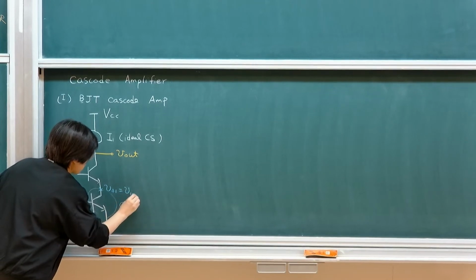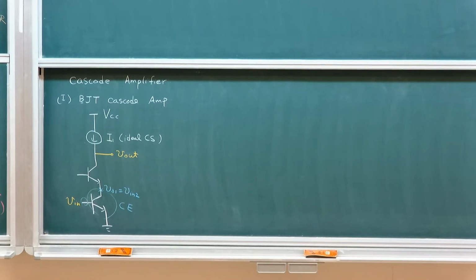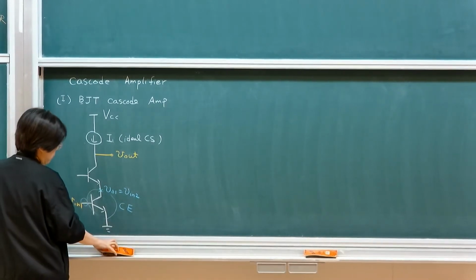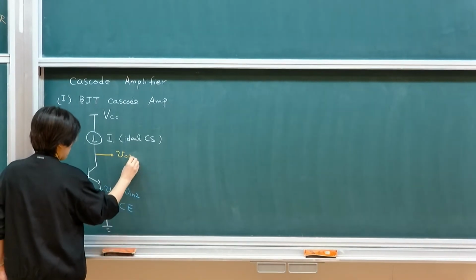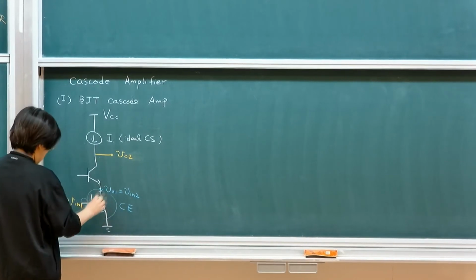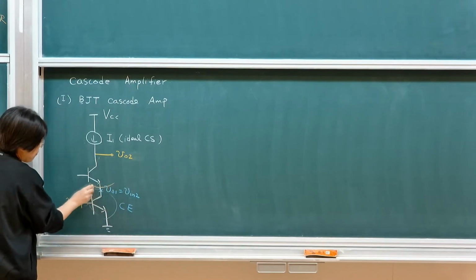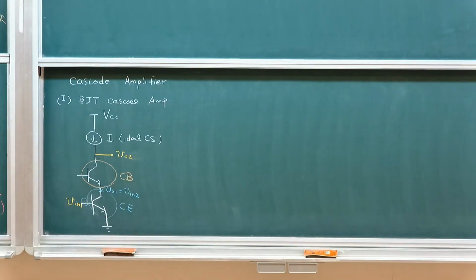equals V in 2. So if you think about it, this is V in 1, just to be precise. VO2. Let me just use convention. So this will be V in 2, and then this will then be... So you have a common emitter at the bottom, and then I have a common base as the next stage. So you can look at it as a two-stage amplifier.